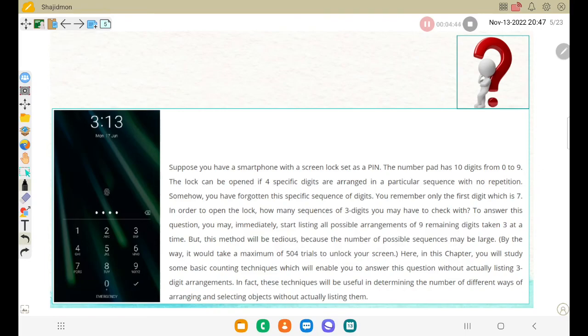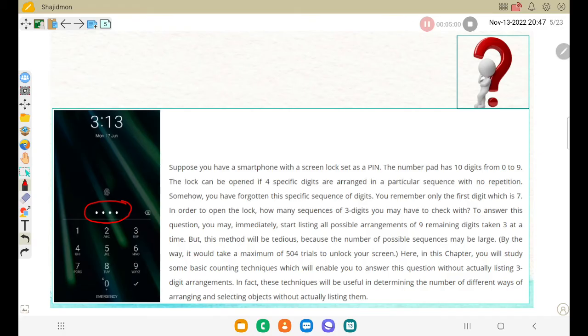Now another example, a live example. For example, all of you are using mobile phones. When we use a mobile phone, we lock the screen using some digits, normally a 4-digit code, correct?